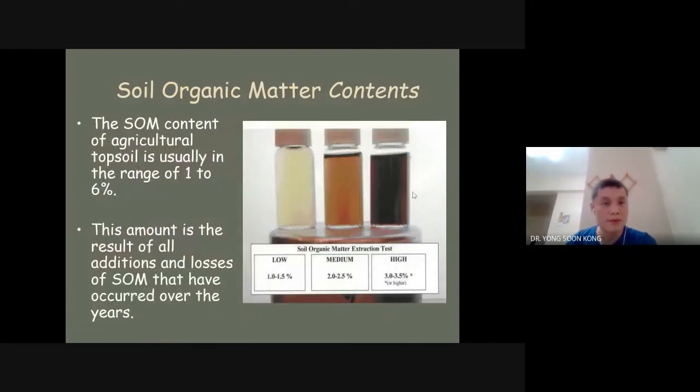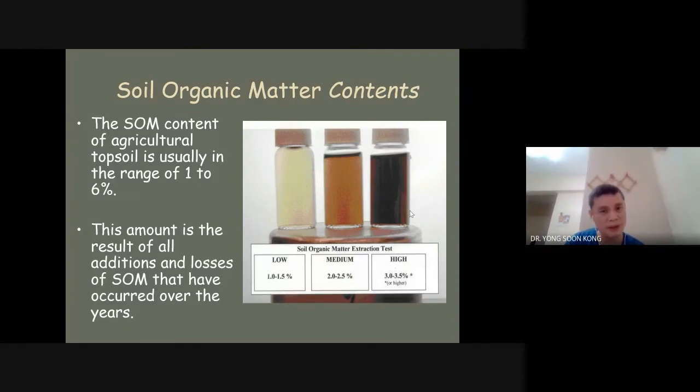So, soil organic matter in agricultural topsoil. Topsoil means the first 30 centimeters from the surface of the soil. That is how deep. And the content is between 1 to 6% by weight. Then I told you if it is peat soil, it could be more than that. Agricultural, non-peat soil is usually within that range. This amount is the result of all additions and losses of soil organic matter that have occurred over the years.